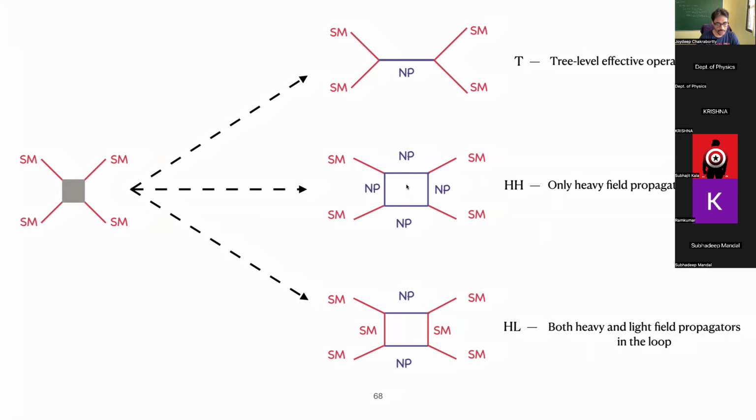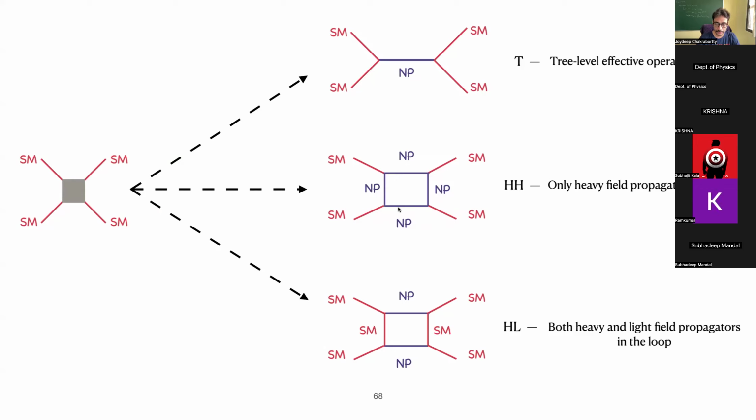Now, what is the easy part of this? If all the propagators are heavy, then the way you have squeezed the heavy propagator in the previous method, we can perform the expansion and then truncate suitably. So you squeeze this one, this one, and this one, because all are massive. Eventually, I can replace all these propagators by their classical solution, and I get the effective operators from this.